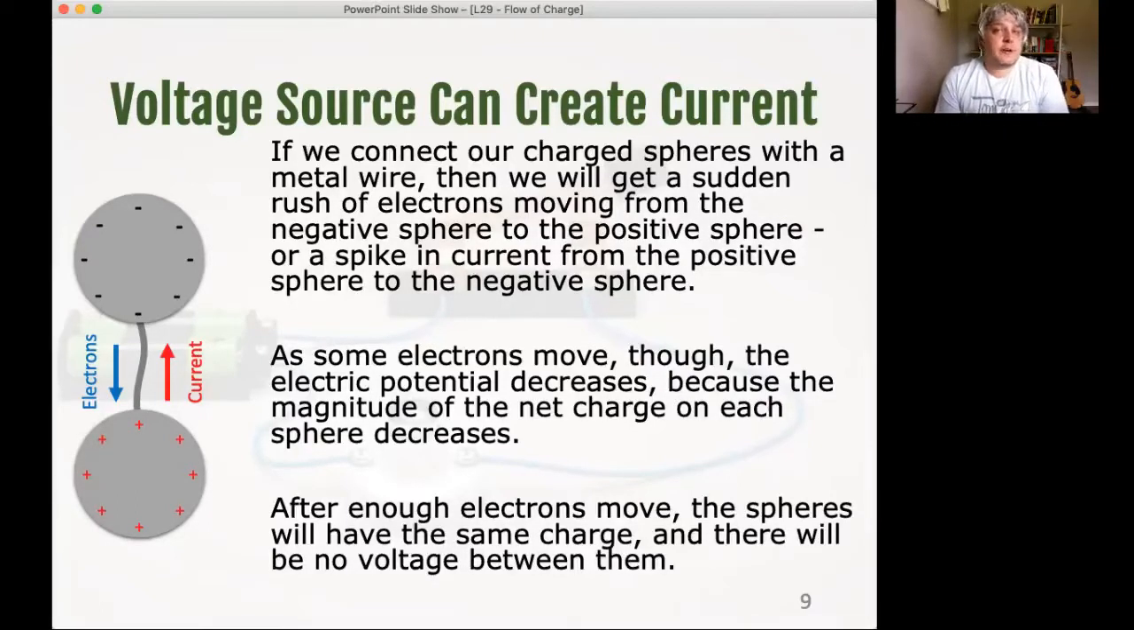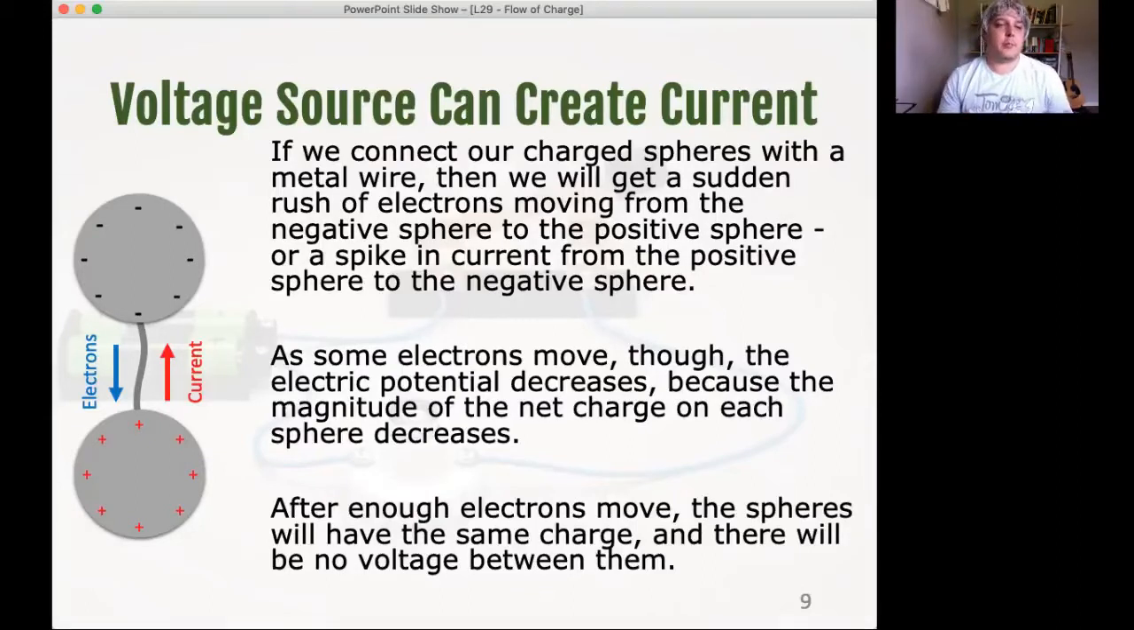However, the electrons move pretty quickly, and that reduces the charge on the negative sphere and also reduces the charge on the positive sphere, increases the number of electrons. So you're getting both of these spheres approaching neutral, or at least approaching the same charge as each other. So as the electrons move, the more the electrons move, the lower that voltage gets. Eventually, there'll be no voltage because the two spheres will be at the same charge, and there'll be no need for the electrons to move.